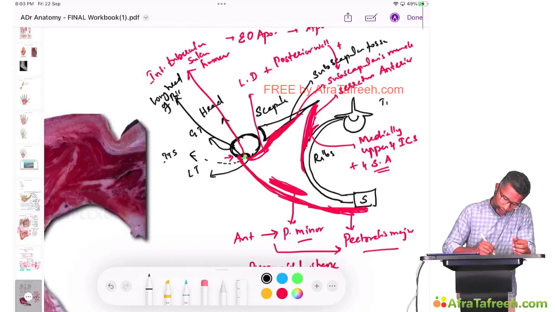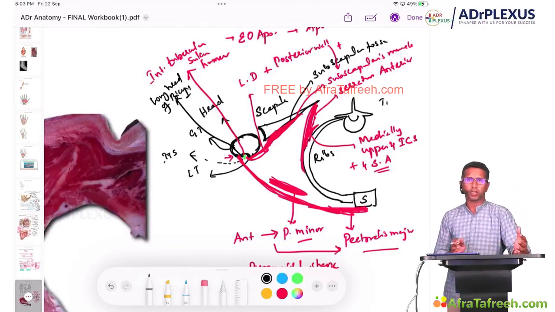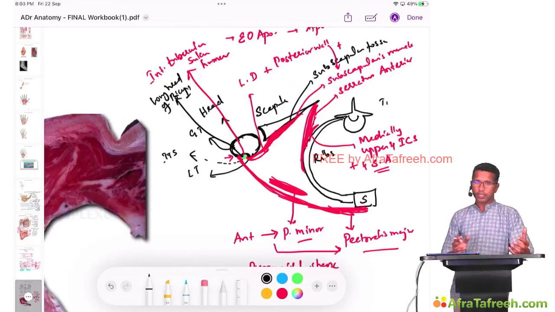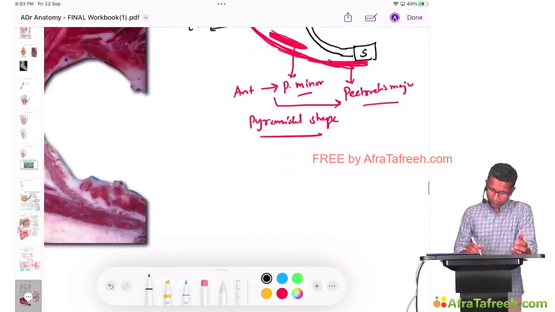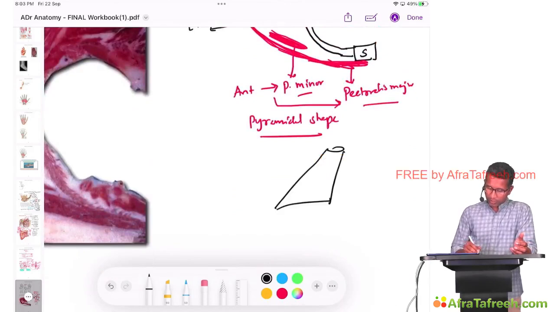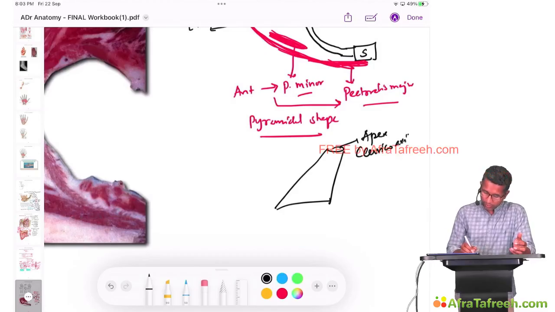So these are all the boundaries of the axilla. The axilla is a pyramidal shaped structure, as we have told. This is called the apex of the axilla, which is called the cervico-axillary canal, and this is called the base of the axilla.